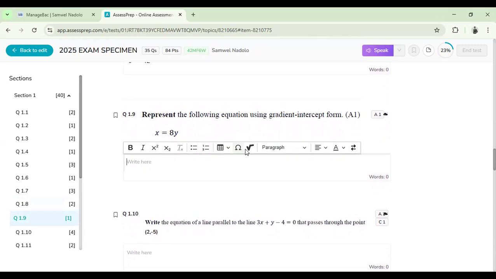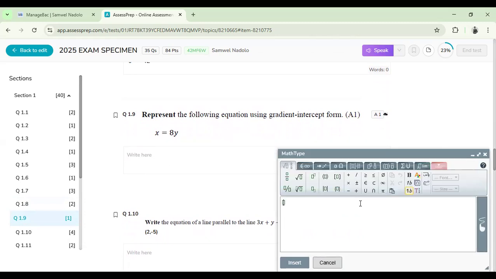Gradient intercept form is the form of y is equal to mx plus c. So you need to turn this equation into y is equals to mx plus c. Just ensure y is on the left hand side. I've just exchanged because it's the same thing. There's an equal sign between them. 8y has come to the left and x to the right. And then we need to divide both sides by 8 for us to remain with only y. So our left hand side will be y, and our right hand side will be x divided by 8.